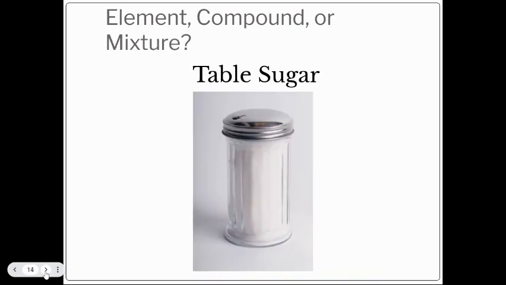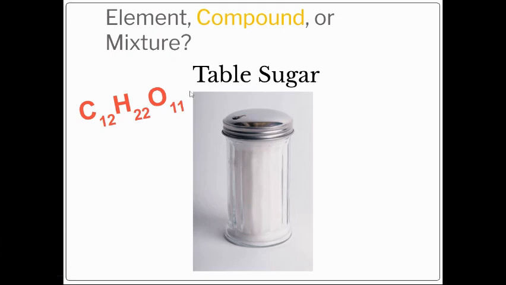Table sugar. Table sugar is a compound. This is the formula for table sugar. In order to have table sugar, you must have 12 carbon atoms, 22 hydrogen atoms, and 11 oxygen atoms chemically bonded together. And that means that they have to be touching. That just represents one molecule of table sugar.